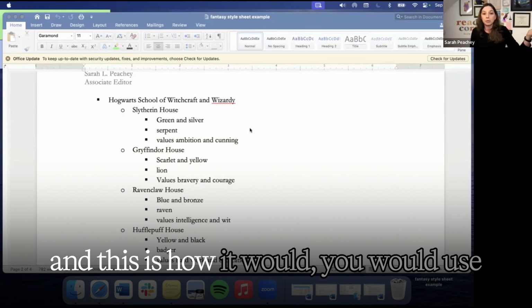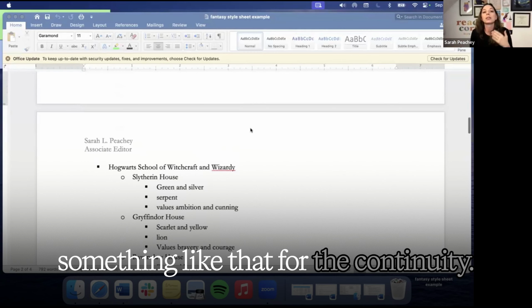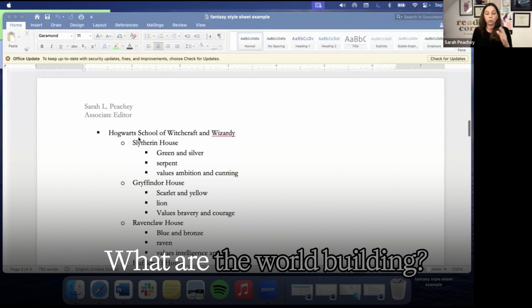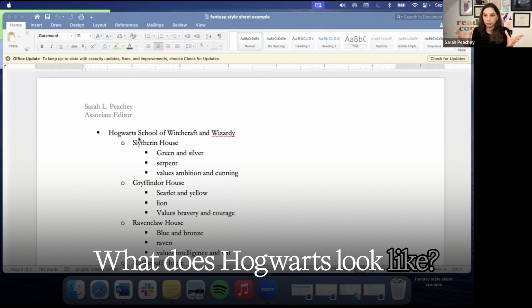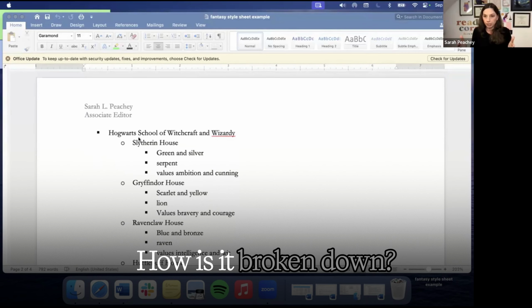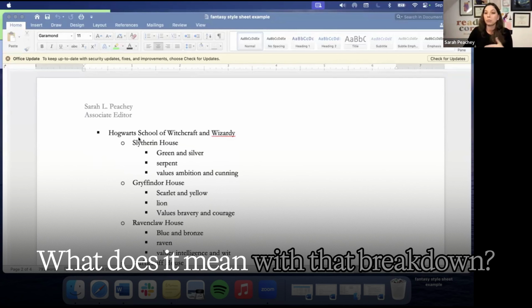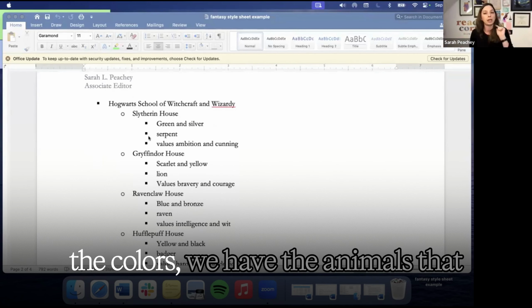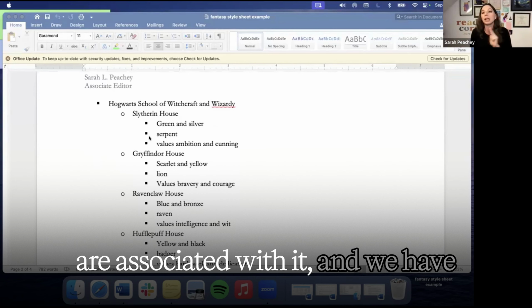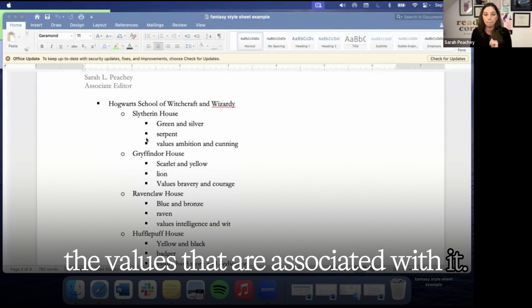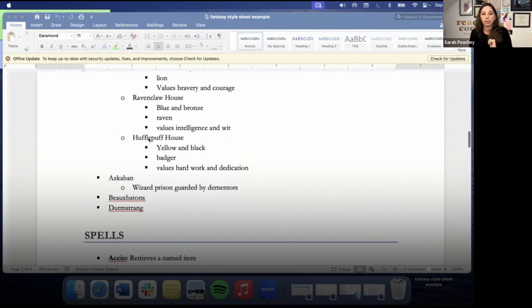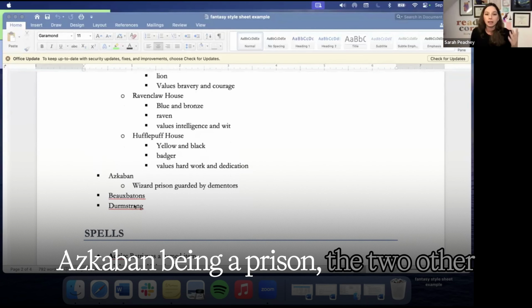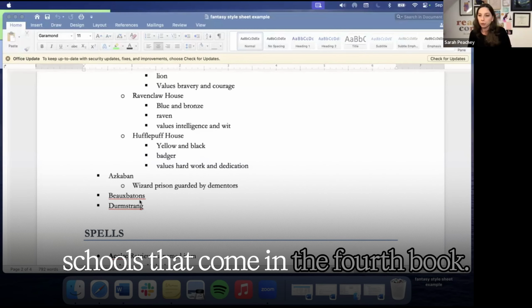And this is how you would use something like that for the continuity. What is the world building? What does Hogwarts look like? How is it broken down? What does it mean with that breakdown? So here we have the houses, we have the colors, we have the animals that are associated with it, and we have the values that are associated with it. Azkaban being a prison, the two other schools that come in the fourth book.